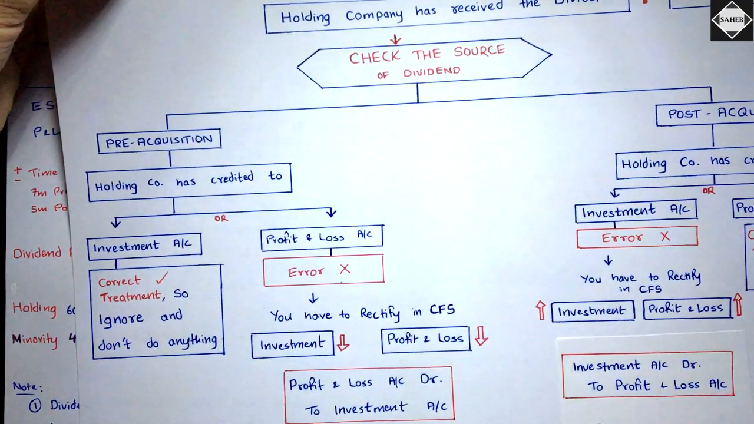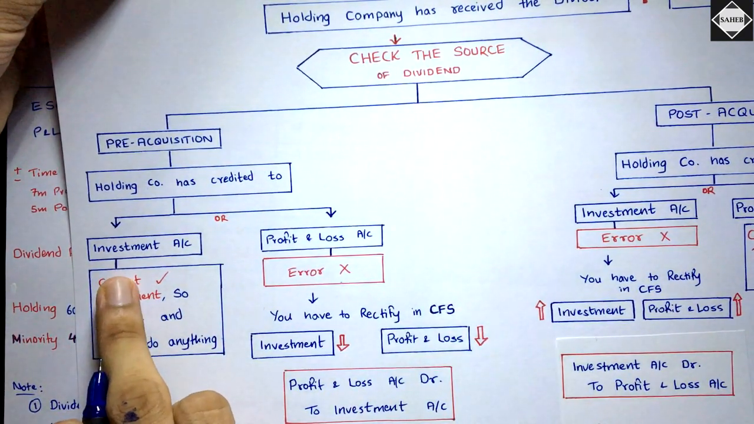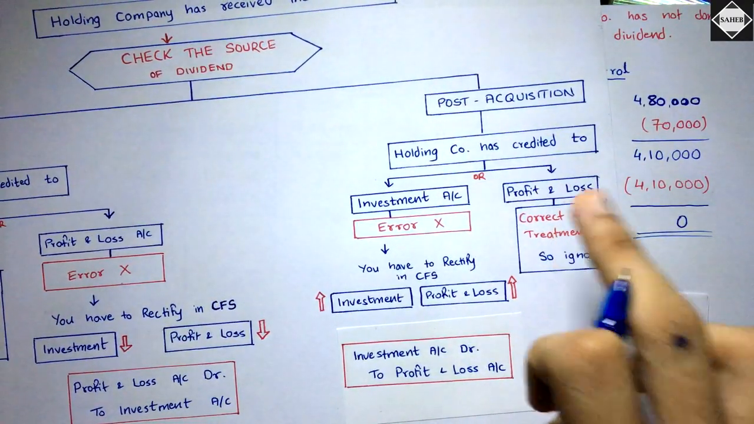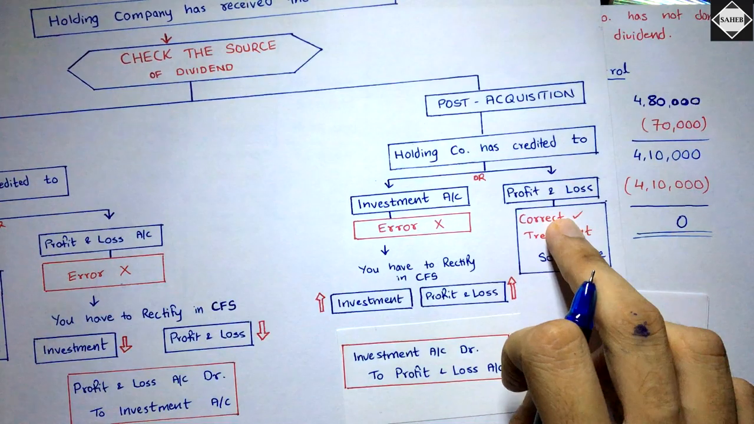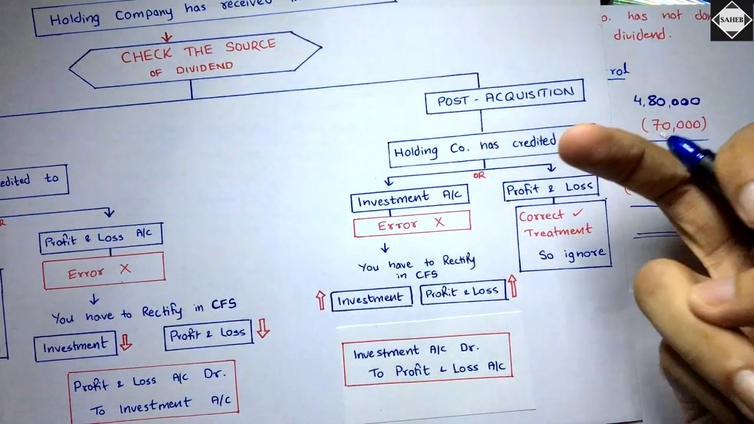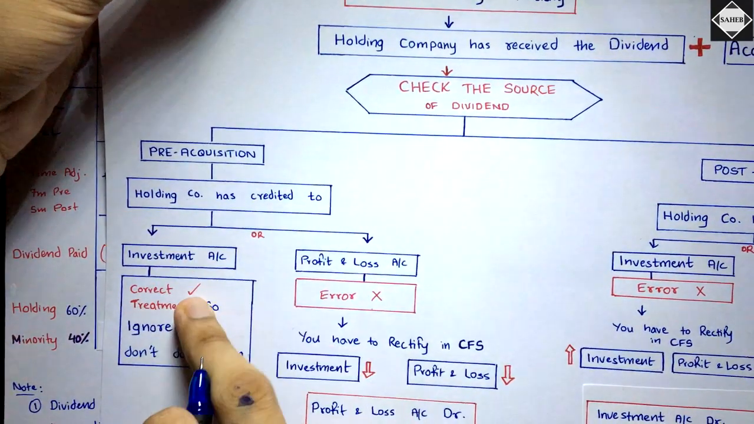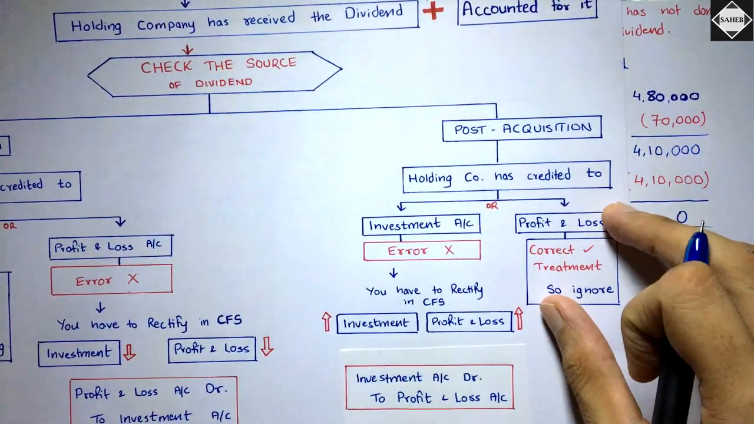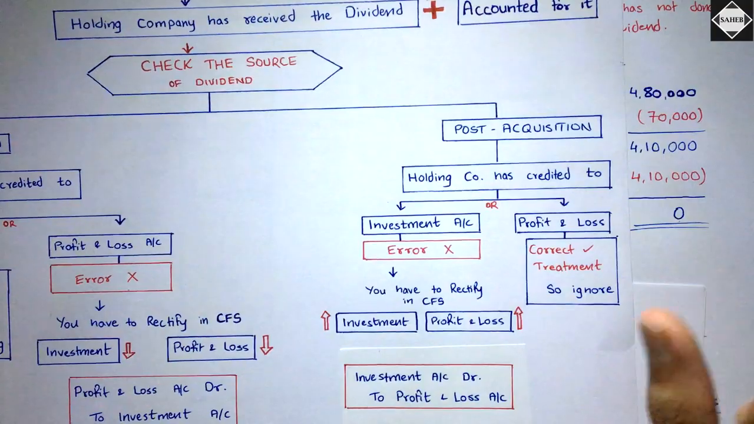How will you give the effect? You will reduce this pre-acquisition dividend from working note number 2, cost of control, and post-acquisition you will add it in the consolidated profit and loss. Here you have to increase the profit, here you have to reduce the investment, so reduce it from the cost of control, and here add it to the consolidated profit and loss. Simple. You understood the logic?